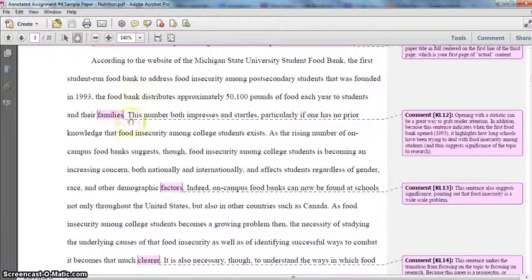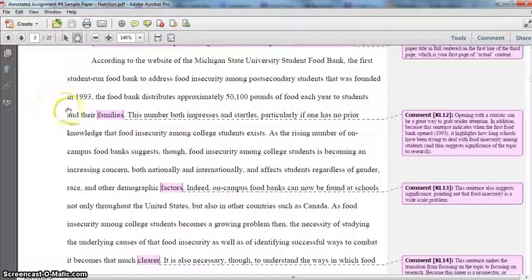So what I've done here in the introduction, I start off with the broad topic, but what I'm doing here is I'm providing some statistical information. Specifically, I'm giving a little bit of history, saying that Michigan State University was the first to open a student food bank, and this occurred in 1993, and that this food bank is distributing over 50,000 pounds of food each year to students and their families.